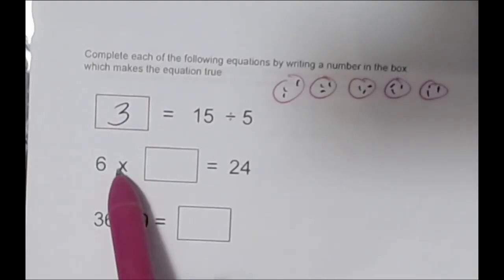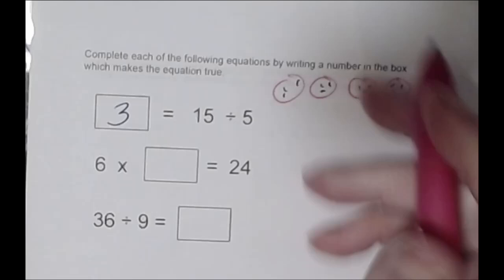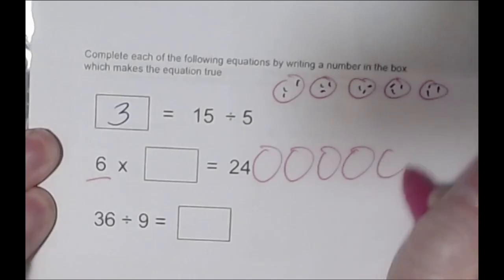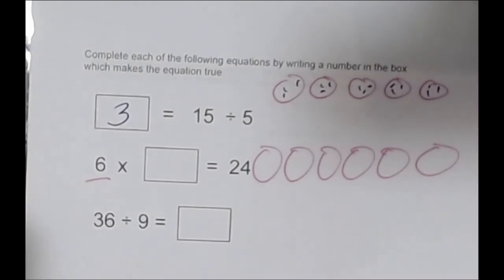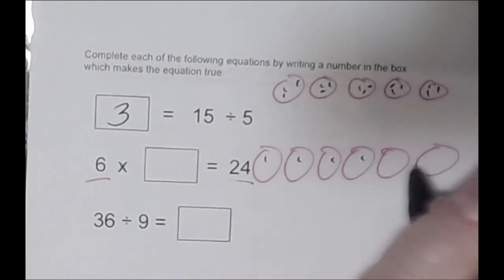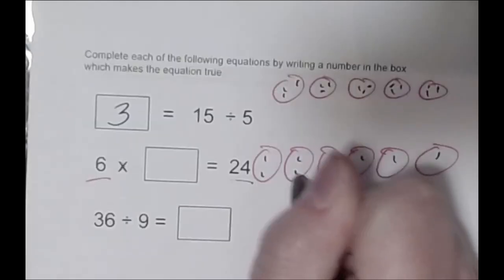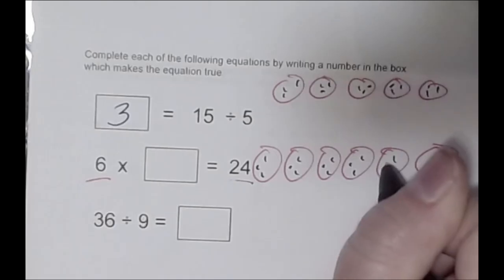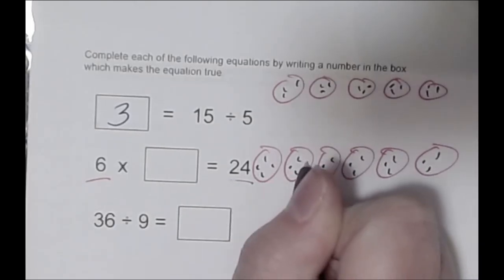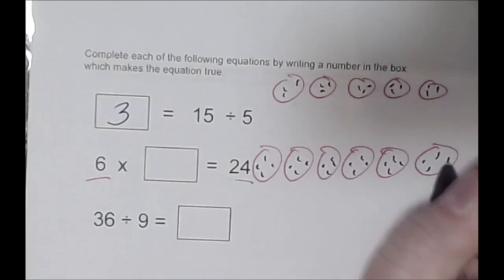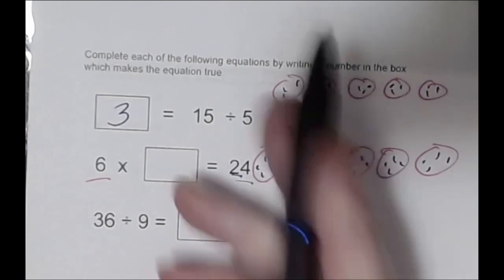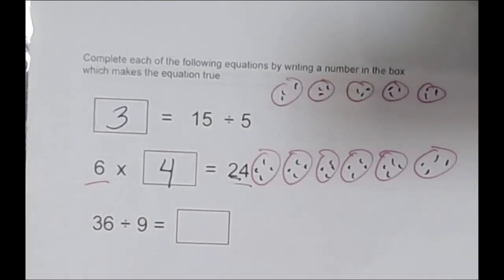6 times blank equals 24. Again, if I have 6 groups, 1, 2, 3, 4, 5, 6, I'm just going to put 1 in each one until I get to 24. Oh, I got 24. I'm going to stop. How many is in each one? 1, 2, 3, 4. So that goes there.